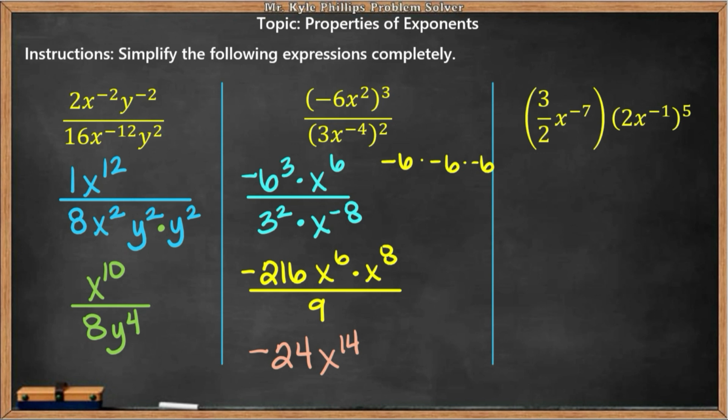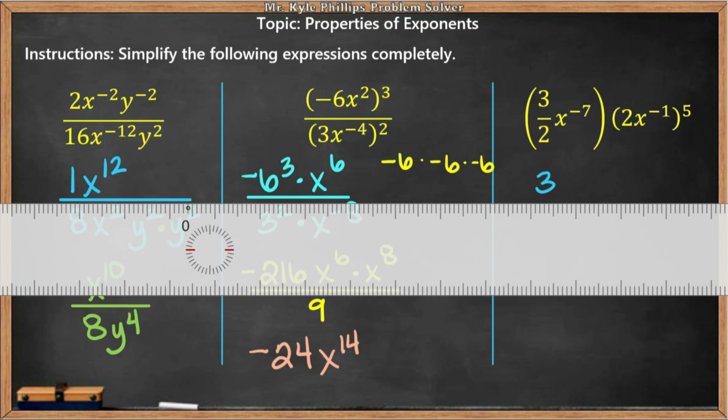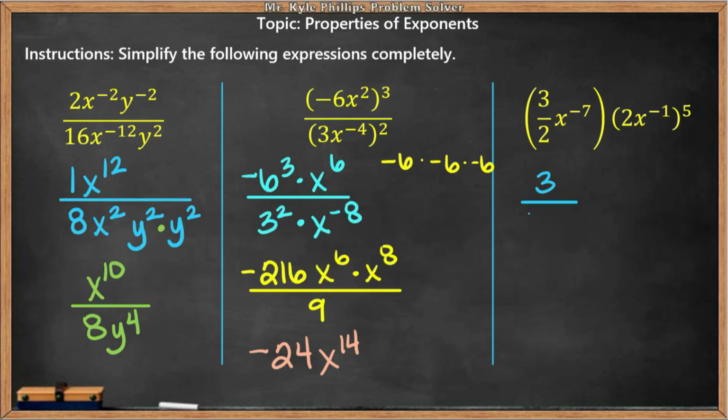Lastly, with the one on the right, here you have a fraction as your coefficient, and you have x to the negative 7. This actually would look a lot easier if this x to the negative 7 was in the denominator with the 2. So let's write it like that. Let's write this as 3, and then we'll say that's going to be over 2x to the 7th. And here we're multiplying, and remember, this is the power property. So this 5 has to go to the 2, and it has to go to the negative 1. So this will be 2 to the 5th times x to the negative 5th.